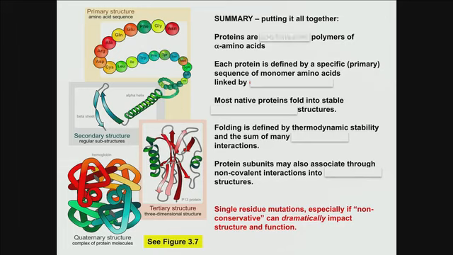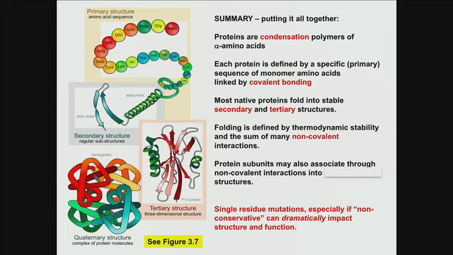So just to wrap that little bit up, proteins are condensation polymers of amino acids. Each protein sequence is defined by covalent bonding. Native proteins, most of them that don't have quaternary structure, are folded through secondary and tertiary interactions, these things that we already talked about. And folding's defined by how to maximize all those non-covalent forces to get the maximum thermodynamic stability with the maximum number of interactions. And subunits may also come together through quaternary structure.